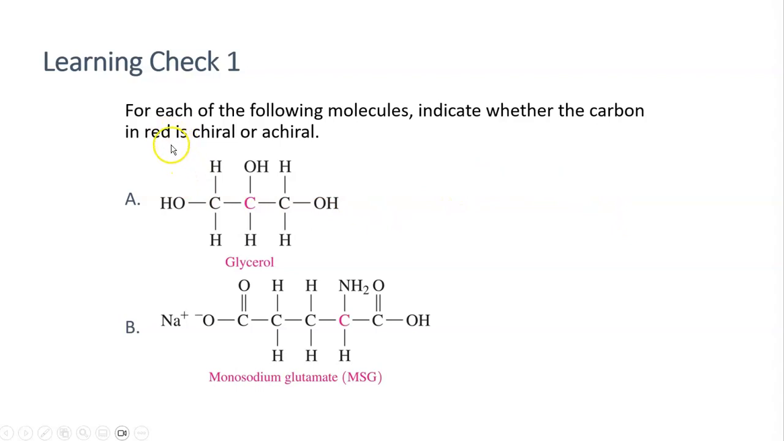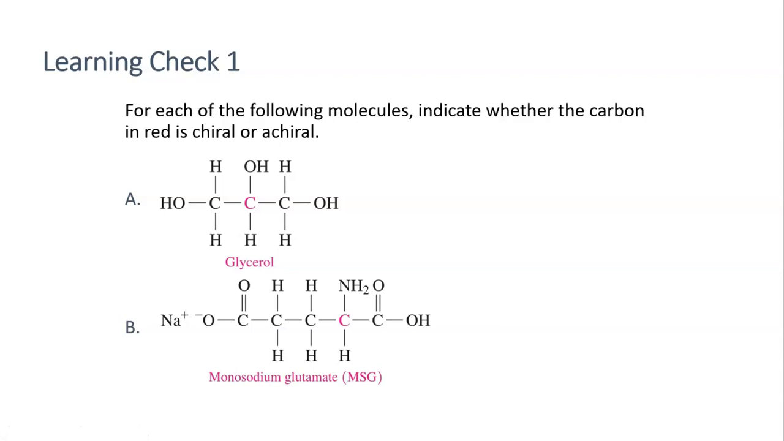Now let's do a learning check. In these two compounds, indicate whether the carbon in red is chiral or achiral. Now in this molecule, how do we check this? We just need to check the connectivities, the four connectivities for this carbon atom and whether those groups are the same or different.